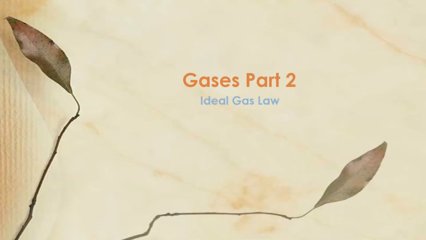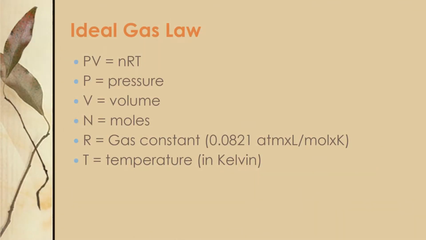In part 2 of gases, we're going to focus on the ideal gas law. The ideal gas law is PV equals nRT. P is pressure, V is volume, T is temperature in Kelvin, just like we saw in our last PowerPoint. We now have two new variables, n and R.